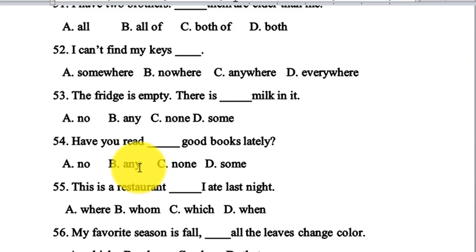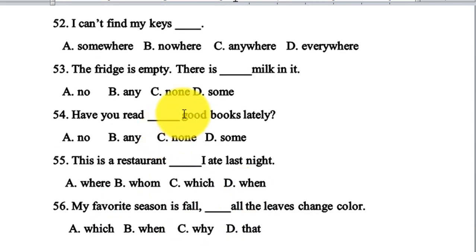Because it has only two purposes. This is a restaurant blank I ate last night. These questions are indefinite pronouns. I have already published a video about indefinite pronouns, read it. If not, I'll just give some clarification again, please. This restaurant blank I ate last night. Yeah, relative pronoun.